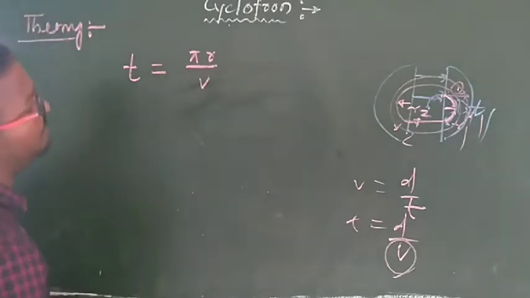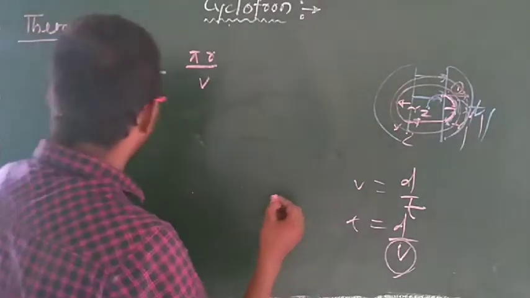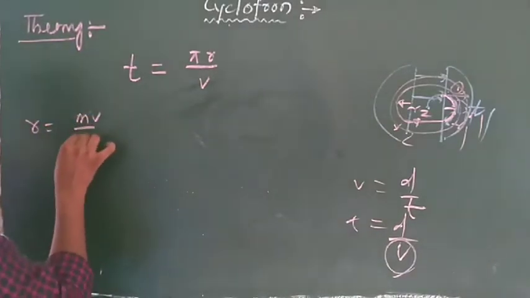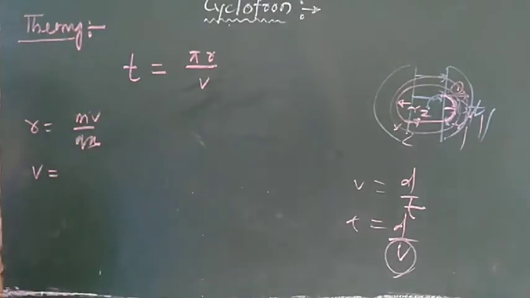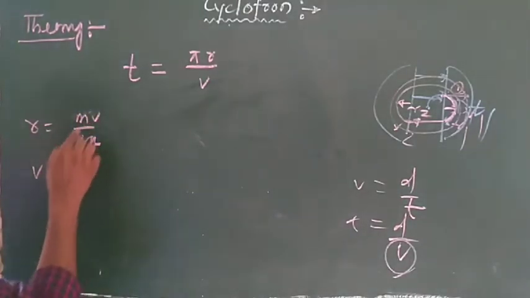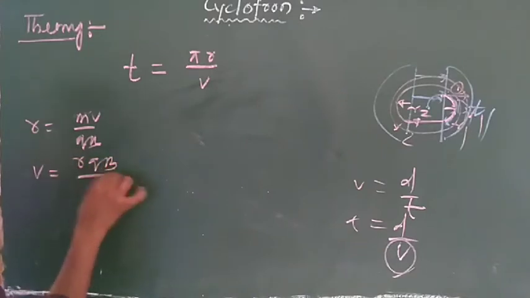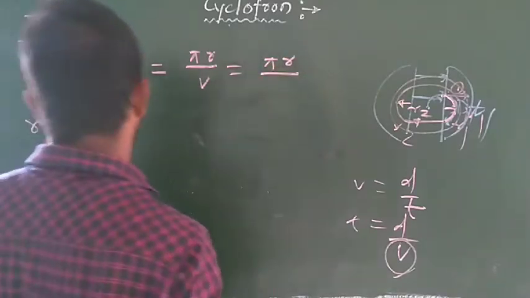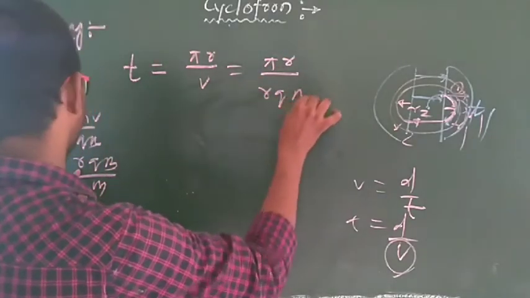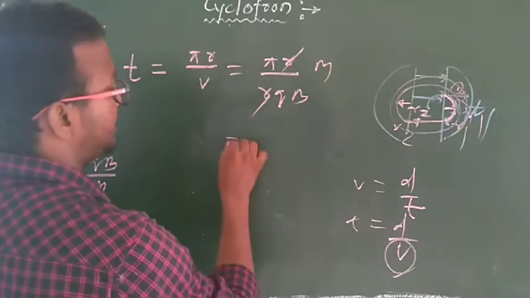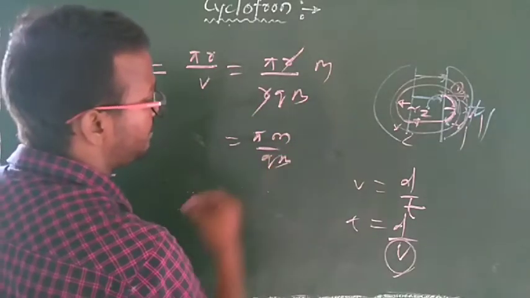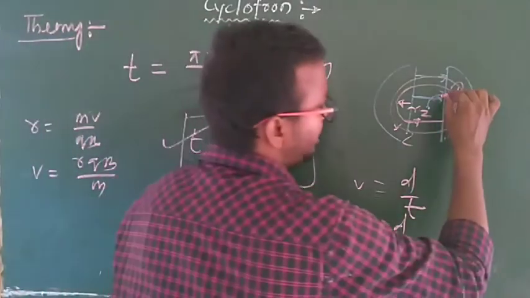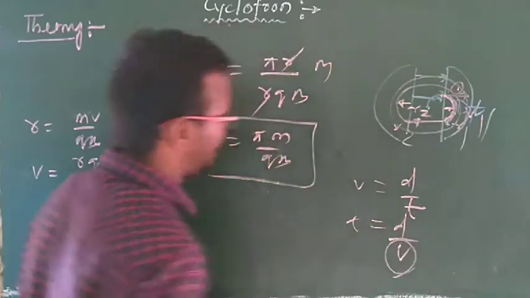Clear? Okay. What is velocity? We know that r equals mv by qB, so v equals r qB by m. If we use this relation here, pi r divided by v gives pi r into m divided by r qB. One r cancels, so this is pi m by qB. That is time t1.